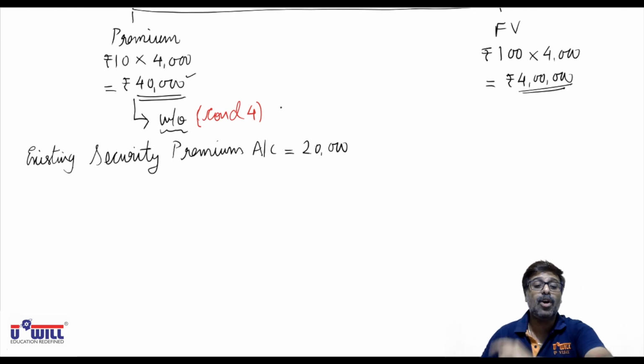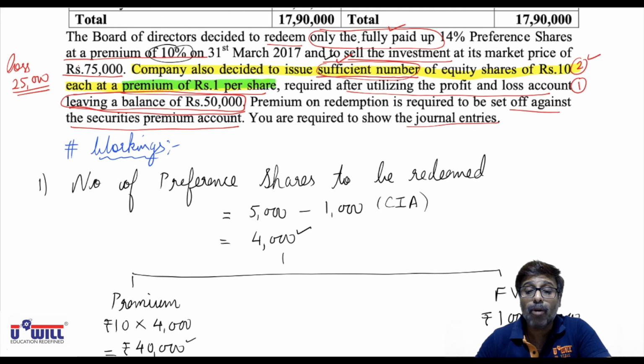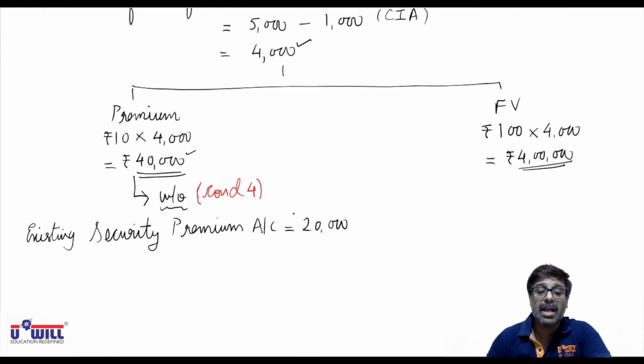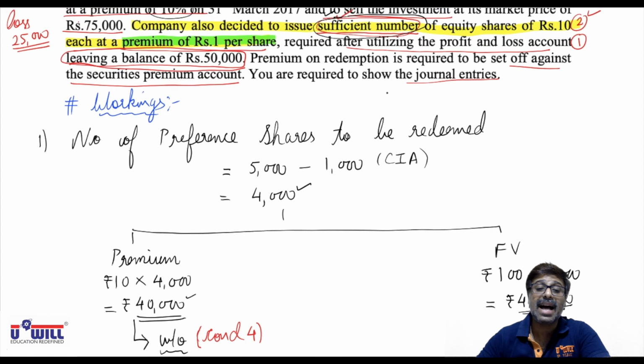So we have to wait for that. I repeat, we have to first find out how many equity shares we shall be issuing, and maybe that premium is sufficient to make up for this deficit of 20,000. Also read this last sentence, everyone. Read this last sentence: Premium on redemption is required to be set off against securities premium account only.